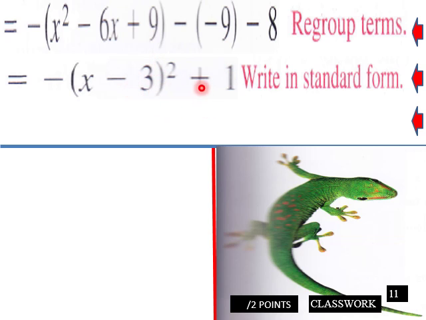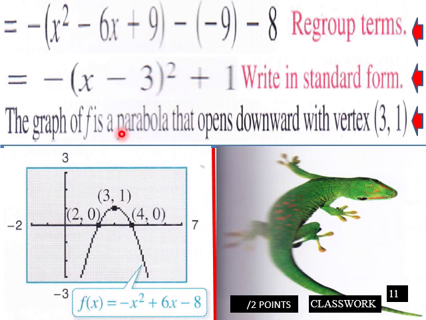So here's our vertex form right here. So we know that it's the negative of h and k. So the negative of negative 3 would be positive 3 and then 1. So here's our shift here. 3 to the right and then up 1. And then that is our vertex. And then here are our x-intercepts here. 2, 0, and then 4, 0 here.